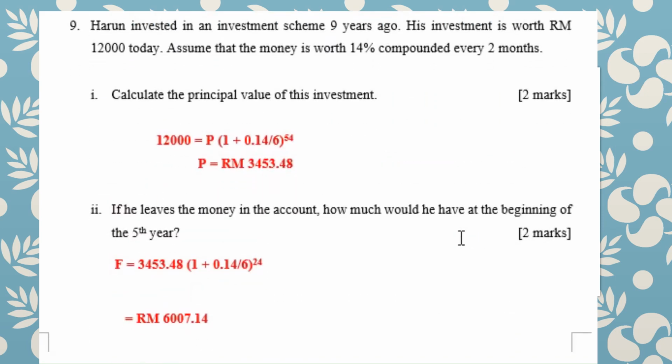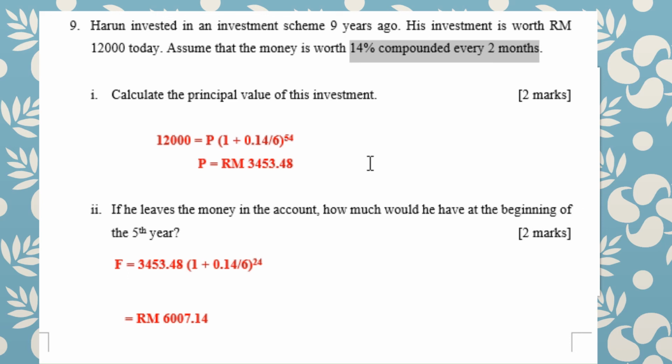So this question is something similar to what I've given you in your manual before, only it is maybe a different story. Harun invested in an investment scheme 9 years ago. That's your time. It is worth 12,000 today. So today is worth 12,000 means my future value is 12,000. Okay, assume there is 14% compounded every 2 months. I know you have never seen this before. Just think about it logically.